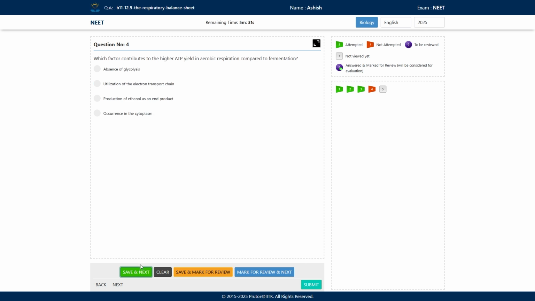Which factor contributes to higher ATP yield in aerobic respiration compared to fermentation? Option A, absence of glycolysis. Option B, utilization of electron transport chain. Option C, production of ethanol as an end product. And option D, occurrence in the cytoplasm. So let's look at the answer.